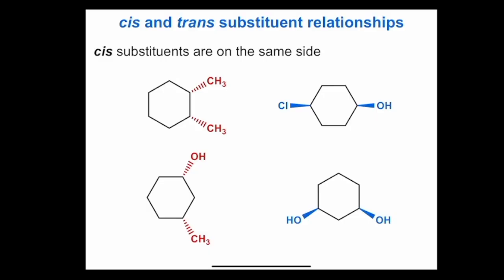We call this cis, C-I-S, which means on the same side of some linear presentation. This works for rings, it also works for double bonds. We're saying if we have some plane that we can define the relative position of two things that are cis, it just means those two things are on the same plane of whatever we're describing.